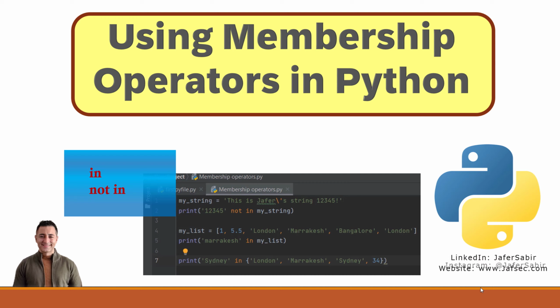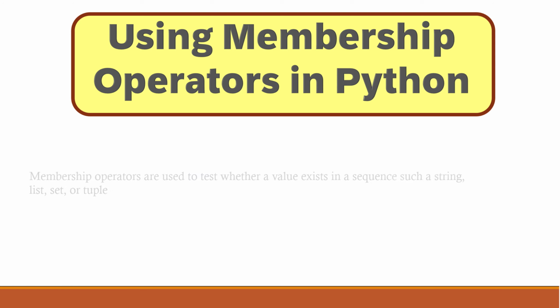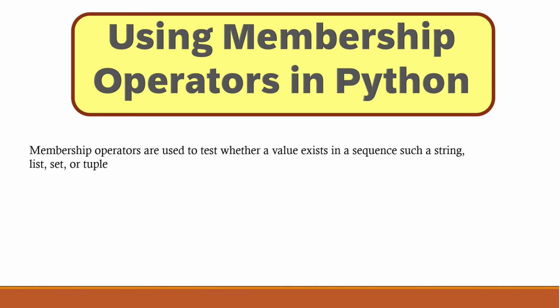In this video, we'll take a look at another operator, with this one being the membership operator. Membership operators are used to test whether a value exists in a sequence, and the sequence, for example, could be a string, a list, set, or a tuple. And the result of the operator, that is the output returned when using the operators, is returned in the form of Boolean values, which is either true or false.